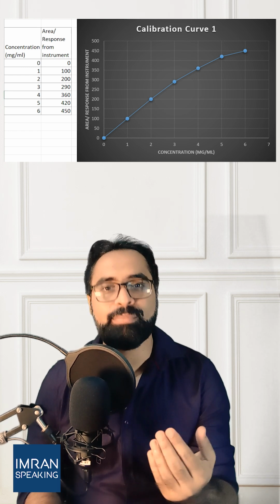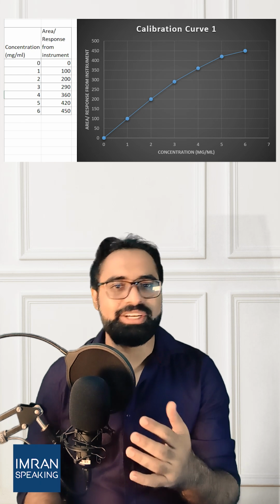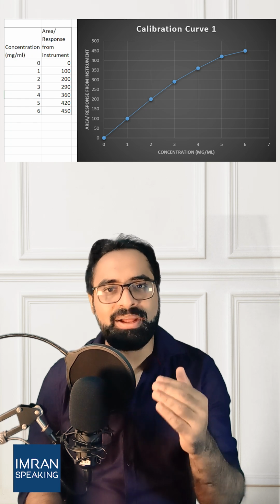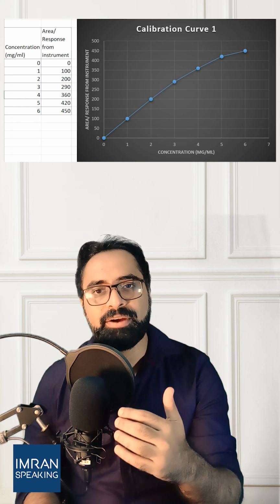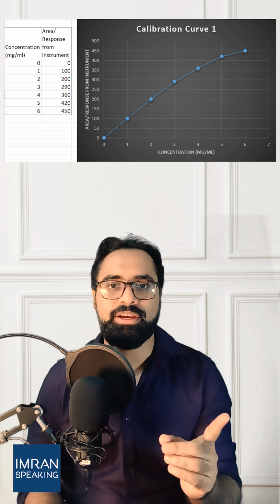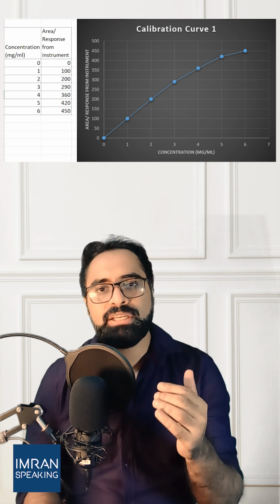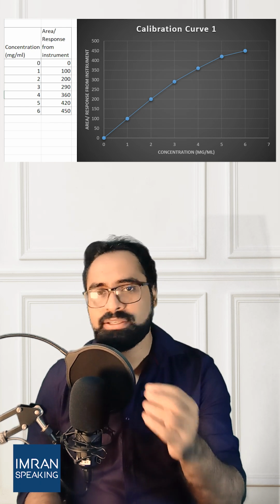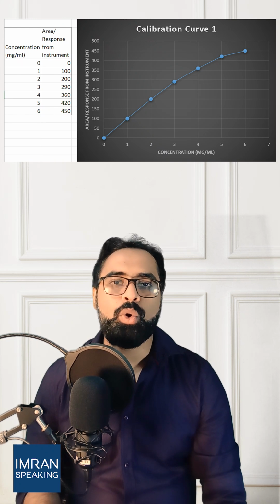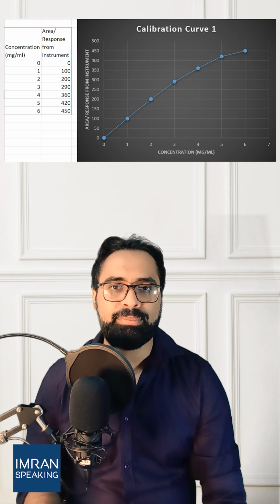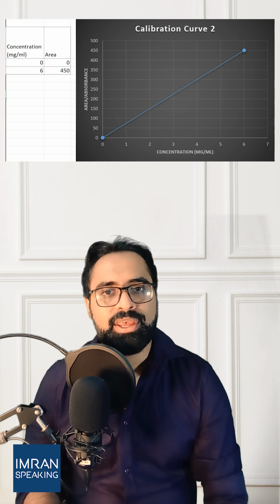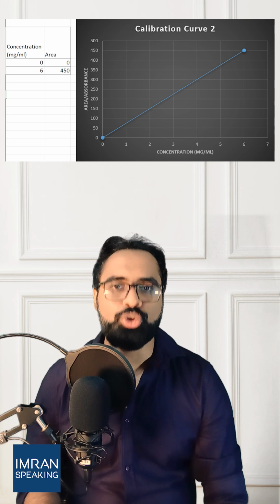Let's understand with an example. Here are two calibration curves. In calibration curve 1, the curve has been drawn by plotting multiple concentrations against area. You can easily see that the calibration curve is not linear. Hence, the relation between concentration and area is not linearly proportional. Now, if we only analyze using a 6 mg per ml sample and plot it as a graph, we will get a calibration curve like the one in calibration curve 2.